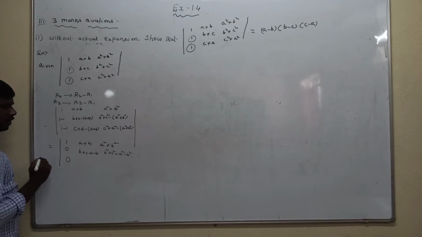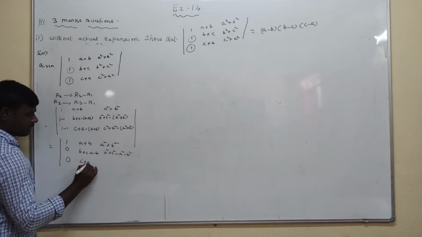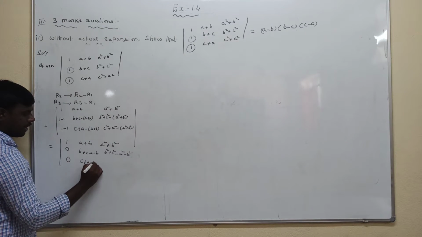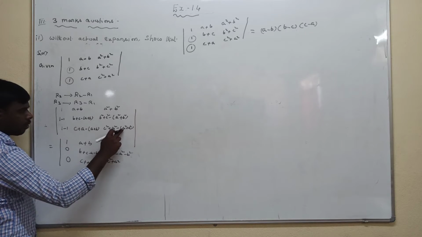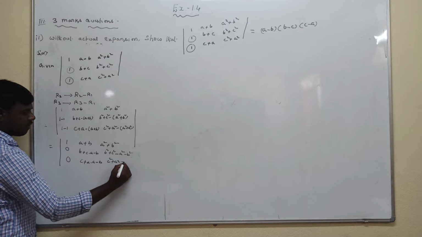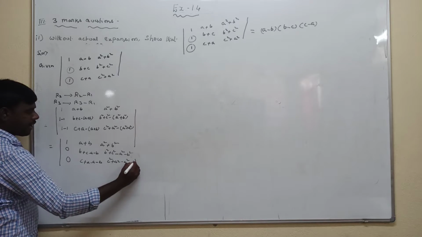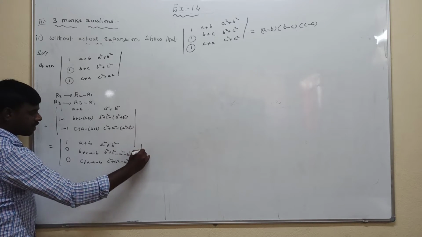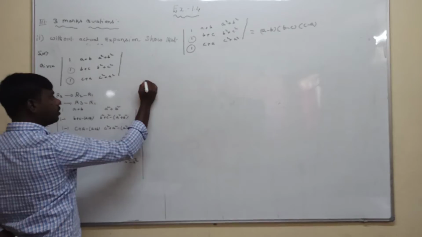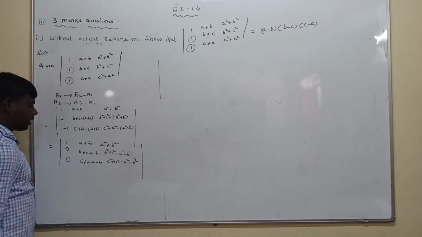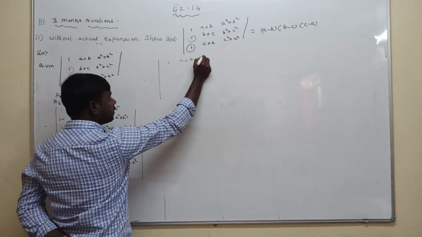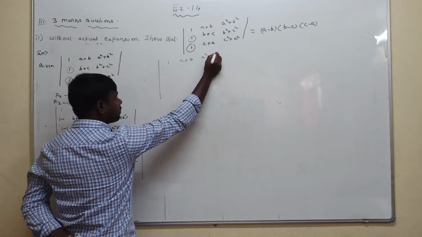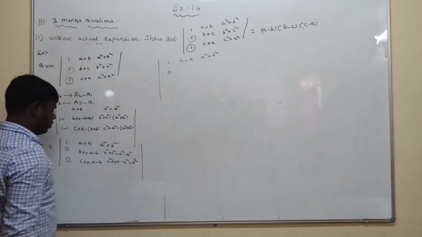1 minus 1 value is 0. c plus a multiplied with negative, minus a minus b. c square plus a square, product with negative, you get the value minus a square minus b square. So after simplification, we should find one more step. 1, a plus b, a square plus b square, 0.